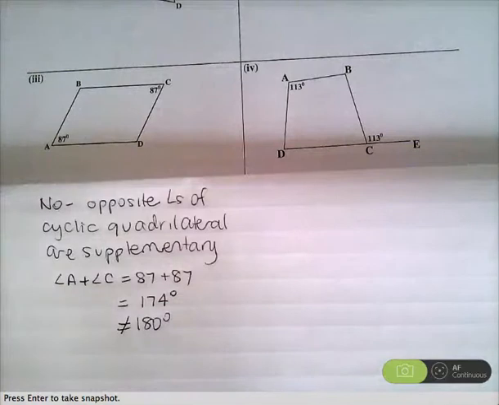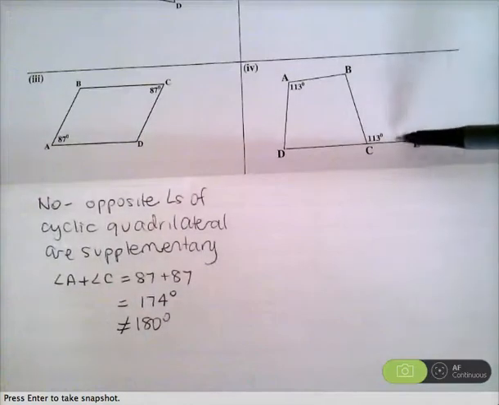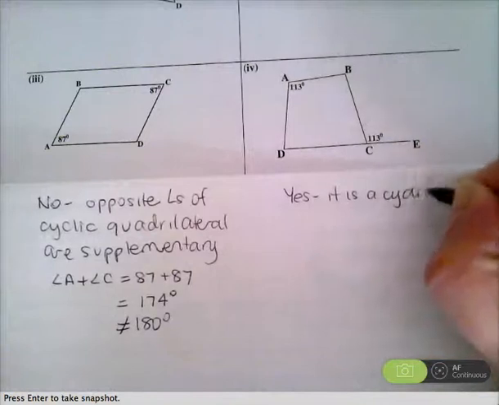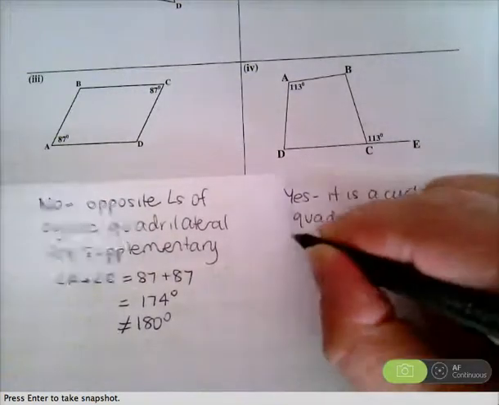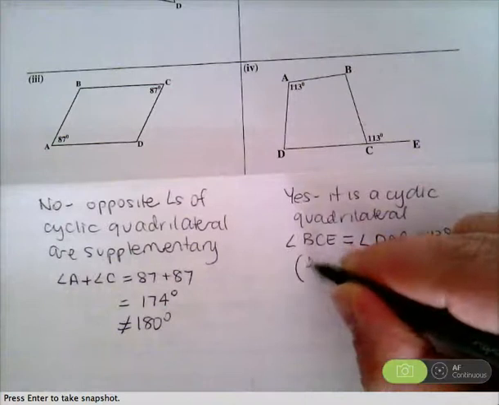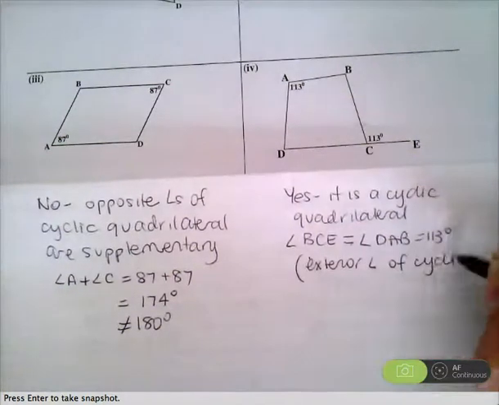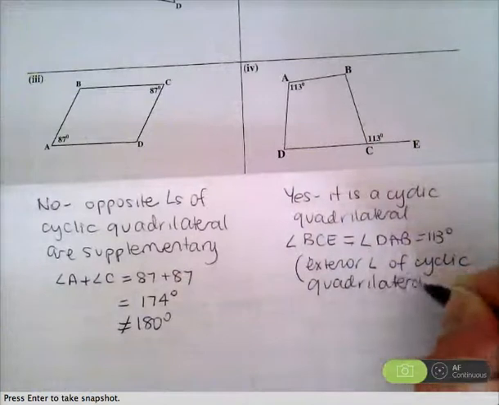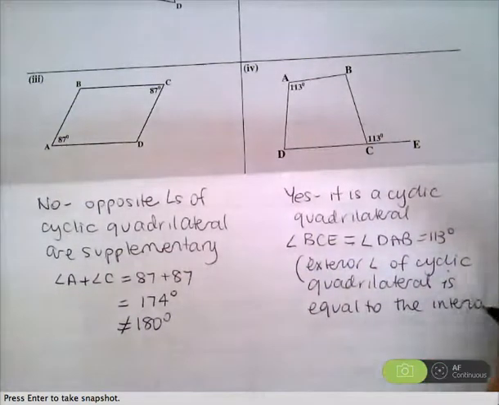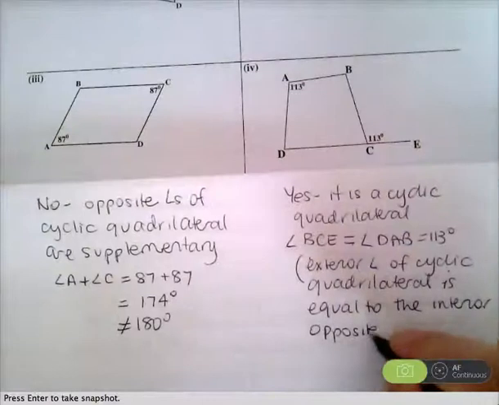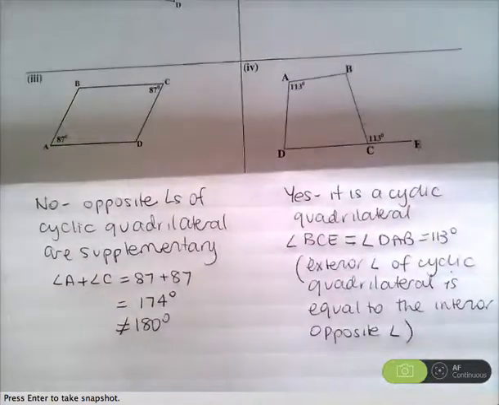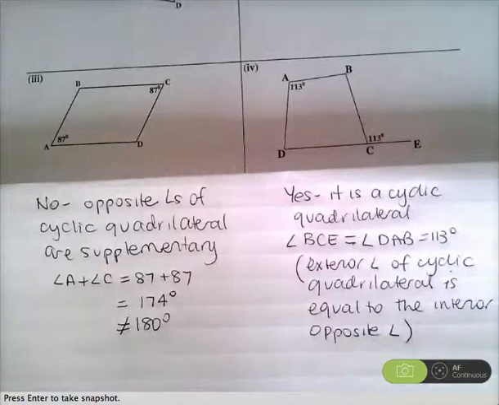Now we can look at example 4. Here we can see that the exterior angle of this quadrilateral is equal to the interior opposite angle. So we can say yes, it is a cyclic quadrilateral, because we can see that angle BCE is equal to angle DAB, which is 113 degrees, and the reason is that the exterior angle of a cyclic quadrilateral is equal to the interior opposite angle. Okay, so that's the reason why that one is a cyclic quadrilateral.